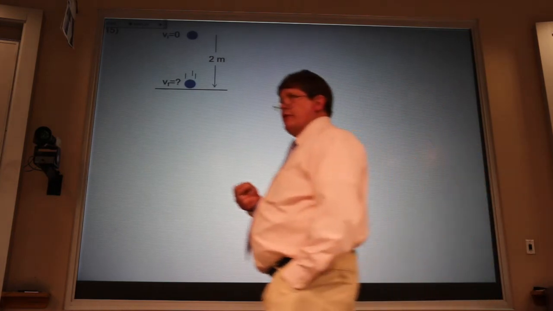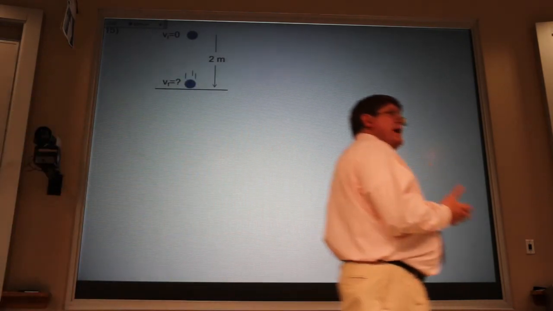Okay, let's look at this problem 15 that you voted off the island. This problem 15 involves a ball that is being dropped from rest, and it drops 2 meters. In the first part of the problem, we're asked, how fast and in what direction is this ball traveling right before it hits the floor? Now, folks, this is a one-dimensional kinematics problem, motion problem, but it's also a free fall problem.